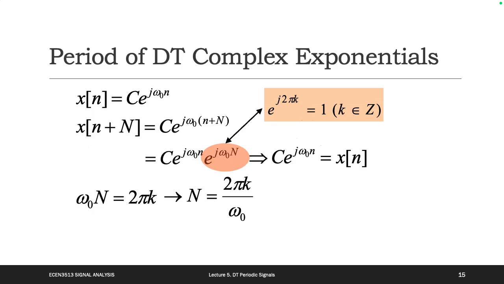So what is k here? k is any integer. Am I right? What is N here? It's a positive integer. So if we want k to be an integer and N to be a positive integer, what is omega 0 here? Is there some condition for omega 0? Is there a condition?